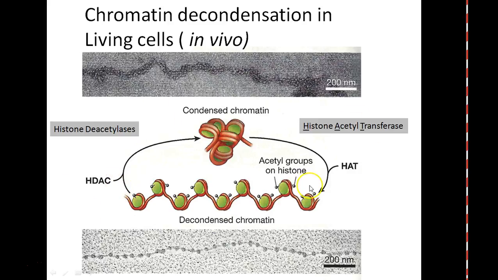And of course, this process is dynamic and balanced. So we have enzymes that are opening the chromatin, and we also have enzymes that are closing the chromatin. On the other side, we have histone deacetylases, or HDACs, and they remove acetyl groups from histones, and they allow for regulated condensation of the chromatin.